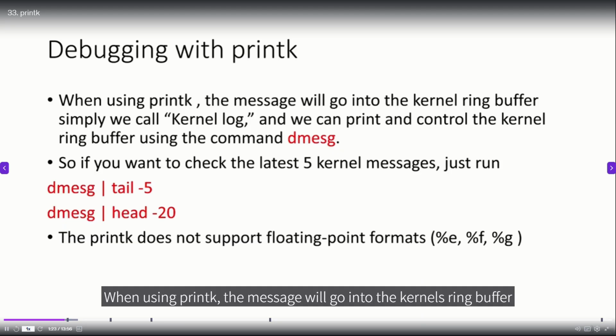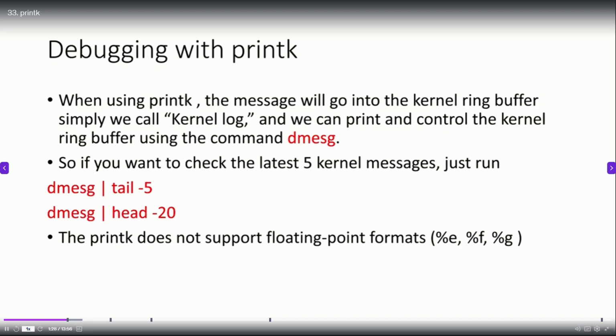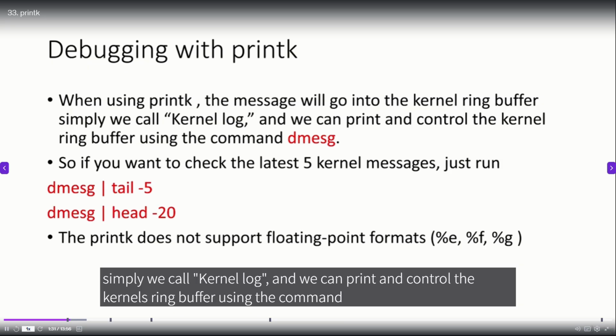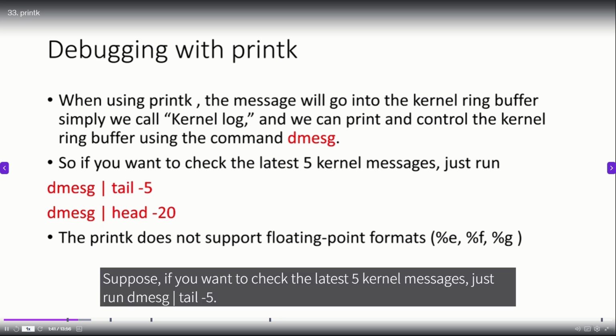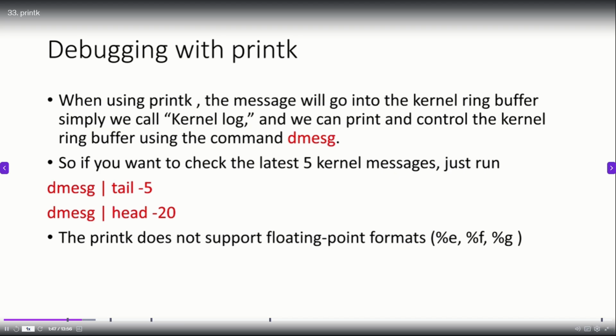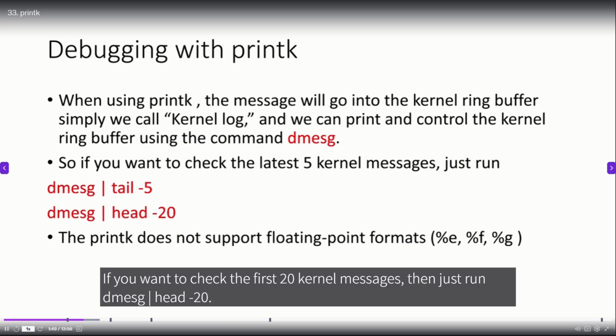When using printk, the message will go into the kernel's ring buffer. Simply we call it the kernel log, and we can print and control the kernel's ring buffer using the command dmesg. Suppose if you want to check the latest 5 kernel messages, just run dmesg pipe tail -5. If you want to check the first 20 kernel messages, then just run dmesg pipe head -20. dmesg is a command in order to print and control the kernel's ring buffer.